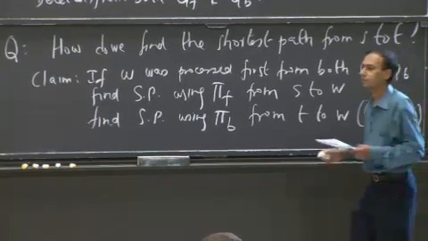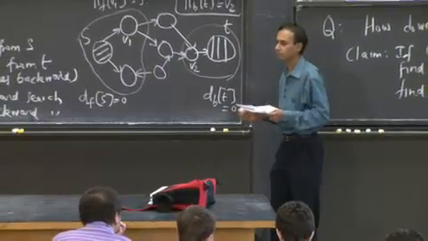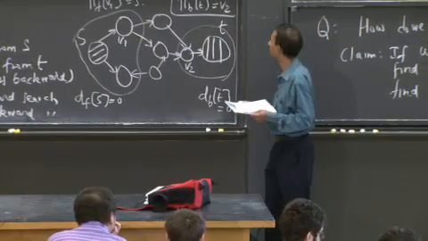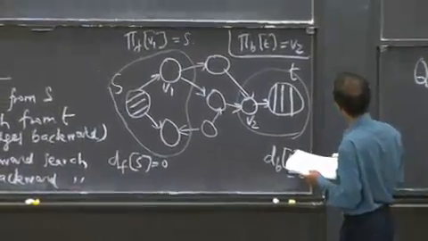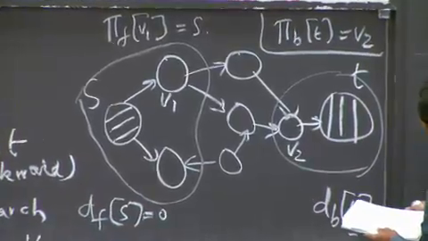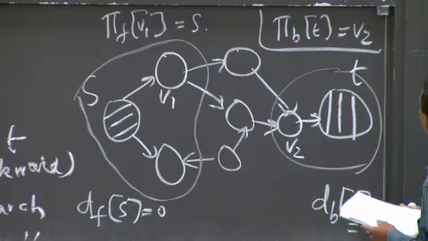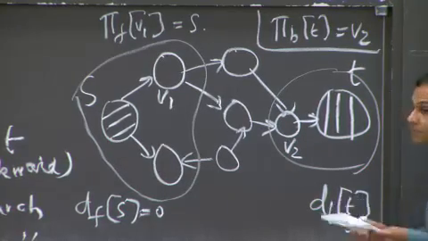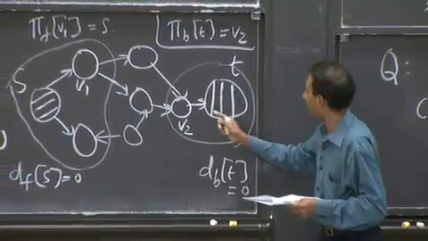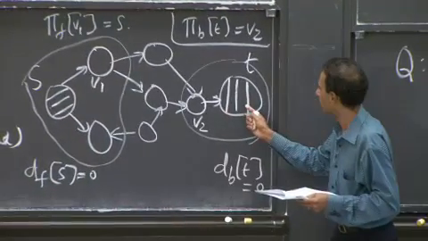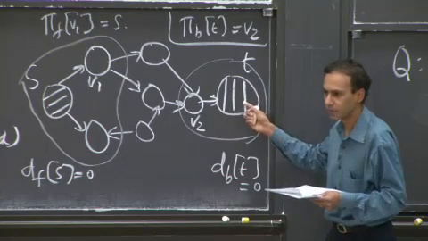If pi B is given distance from T, shouldn't pi B of V2 equal T? That's a good question. I might have gotten this wrong. So in the backward search, this can get pretty confusing. What do I have here? I want to follow the predecessor. You're exactly right. You're exactly right. Thank you for pointing that out.